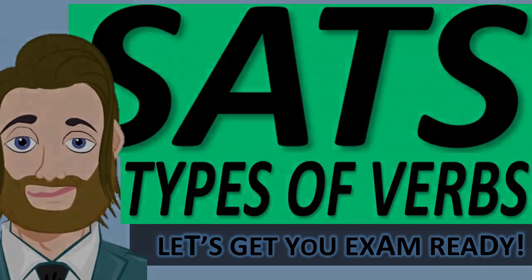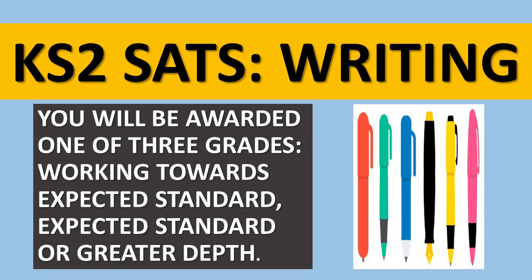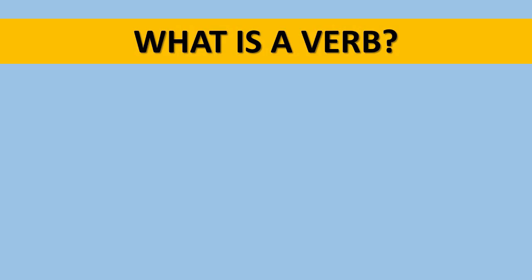Okay, types of verbs. KS2 SATS Writing, let's think about what you're assessed for. Your teacher looks for evidence of a range of skills and a selection of pieces of writing that are completed in class independently by you. You will be awarded one of 3 grades: working towards, expected standard, or greater depth. So let's think about verbs.